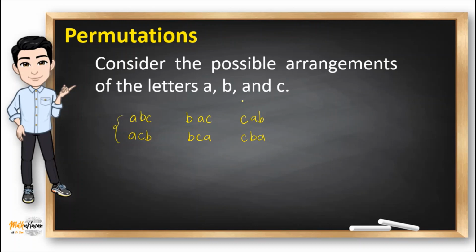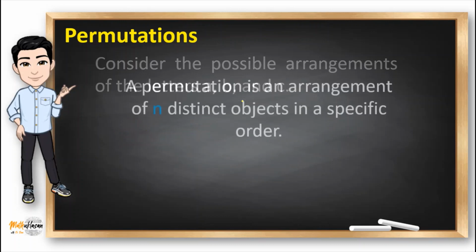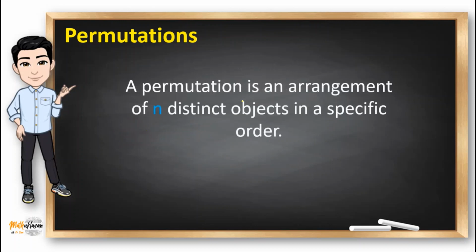Remember, the arrangement here is important, and this is called permutation. So a permutation is an arrangement of n distinct objects in a specific order. So remember, in a permutation, the arrangement is important. So AB is different from BA.